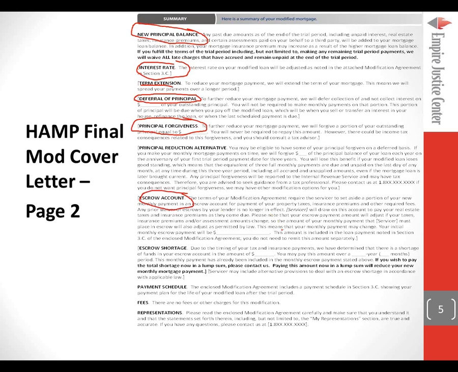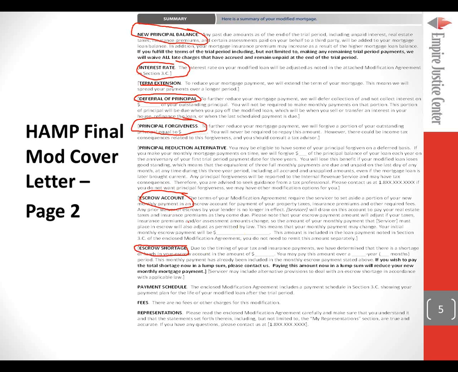Escrow account is going to tell you how much the escrow portion of the payment is going to be. Under HAMP, they do have a requirement that all loans be escrowed. So if your homeowner was not making escrow payments before, they are going to have to under a HAMP modification.